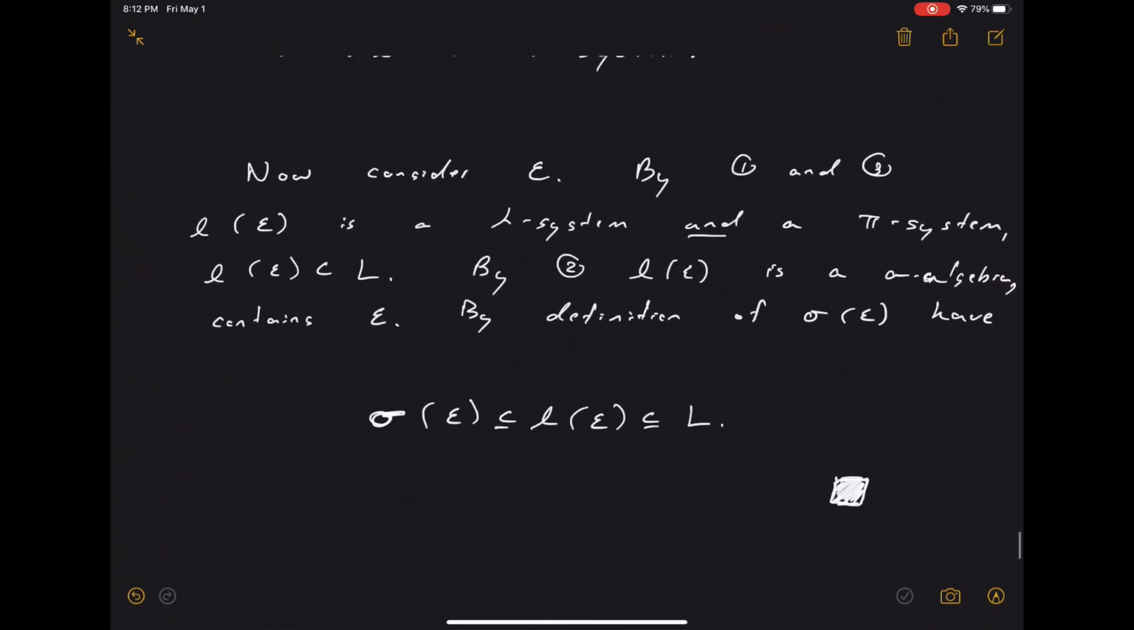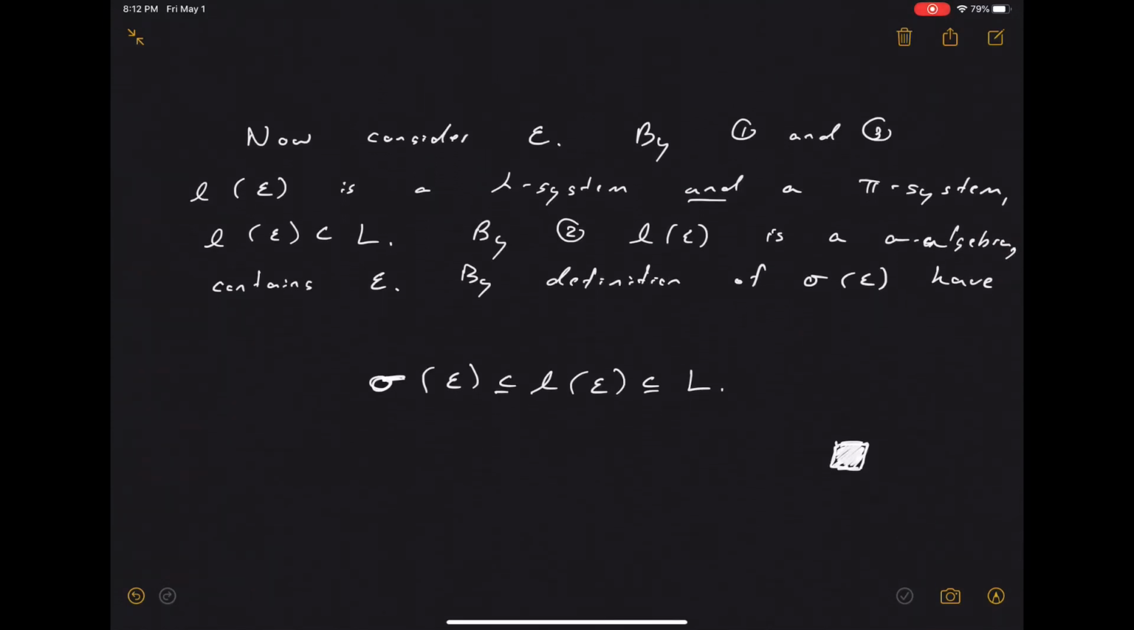So now consider our collection of subsets epsilon. By 1 and 3, L of epsilon is a lambda system and a pi system. So if we consider the smallest lambda system containing epsilon, that lambda system has to be a subset of L, since epsilon is in L. And by 2, L of epsilon is a sigma algebra, since L of epsilon is a lambda system and a pi system. So L of epsilon is a sigma algebra containing epsilon.